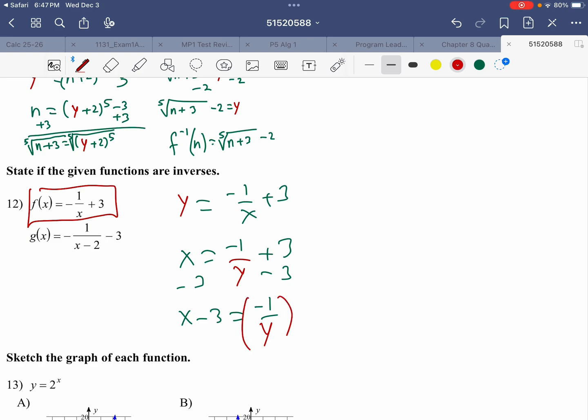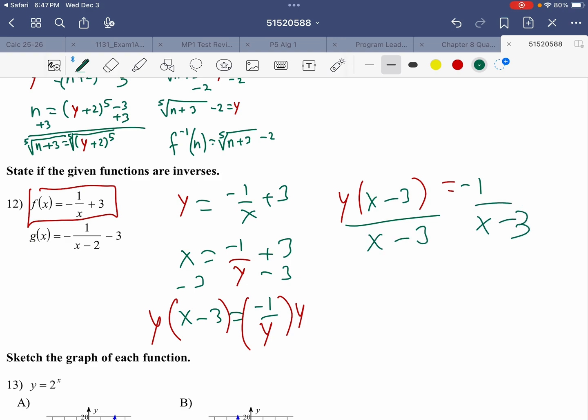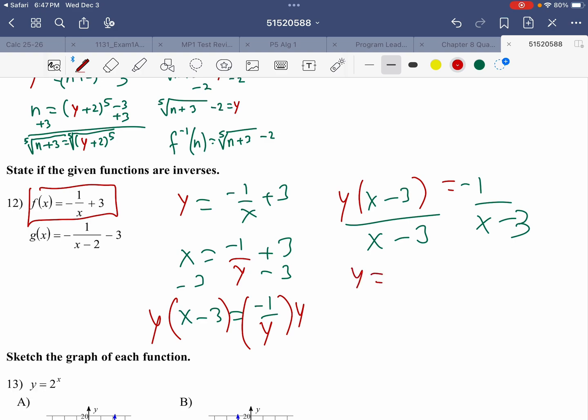To have y not in the denominator, I'm going to multiply both sides by y. So y times x minus 3 is going to be equal to -1. And I'm going to divide both sides by x minus 3. So y is equal to -1 over x minus 3, or the inverse of x is equal to -1 over x minus 3.